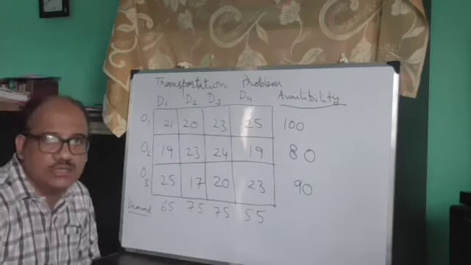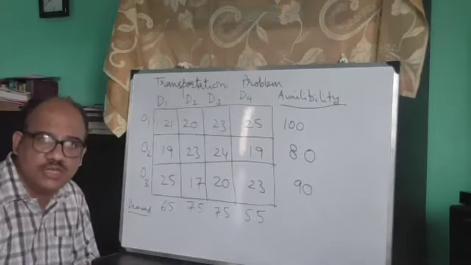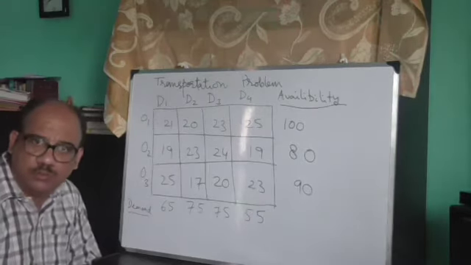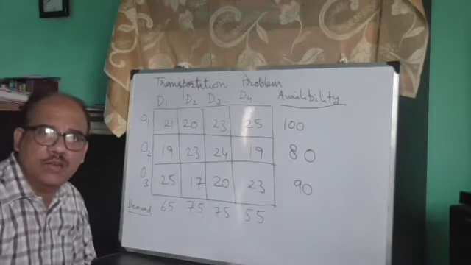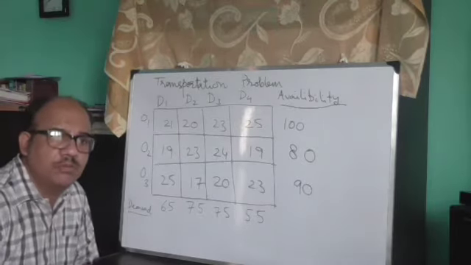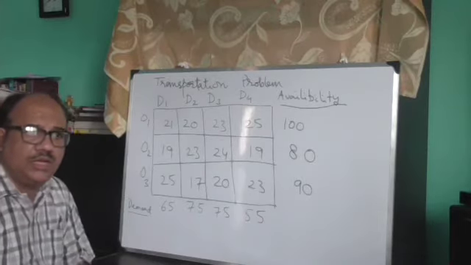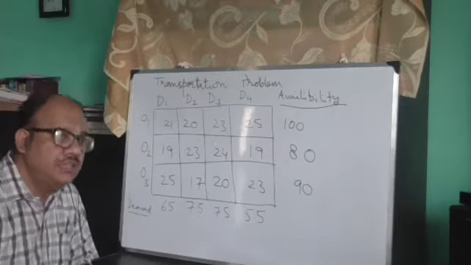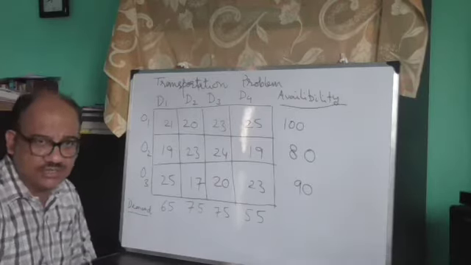So let us discuss what the transportation problem is. Let us explain the problem first, and then we will try to solve it. The transportation problem is one kind of linear programming problem. As you know, a linear programming problem has three parts. One is the objective function, then there are some constraints, and finally there are some non-negativity restrictions.